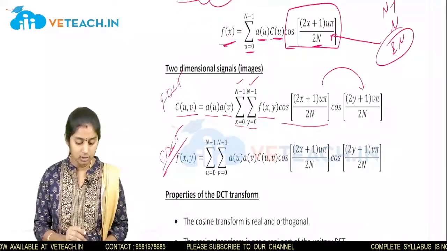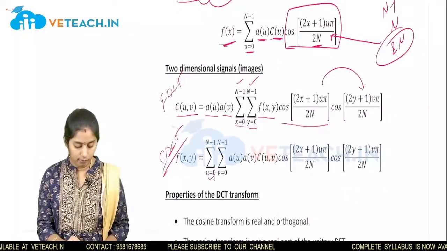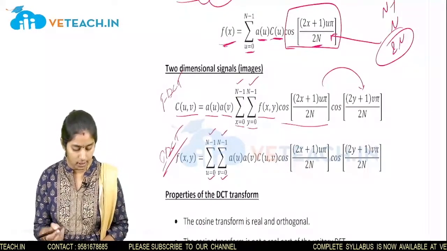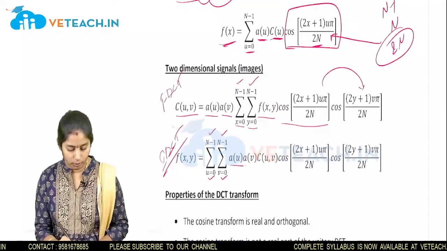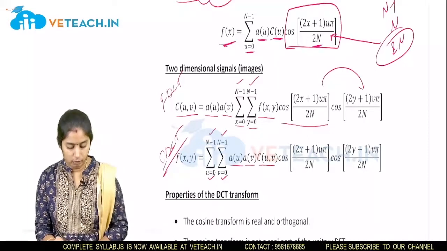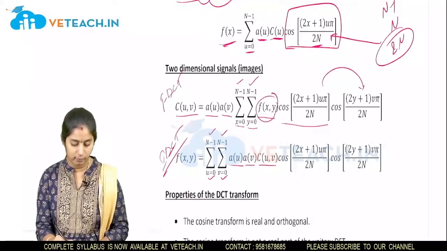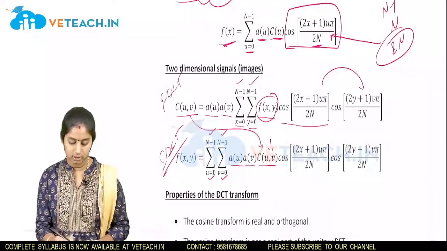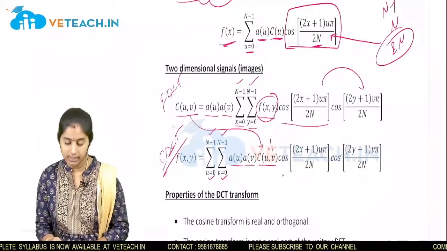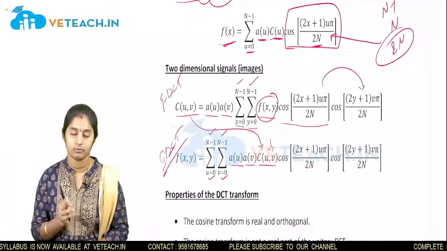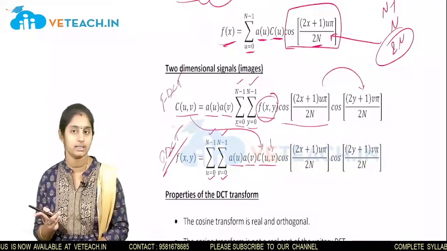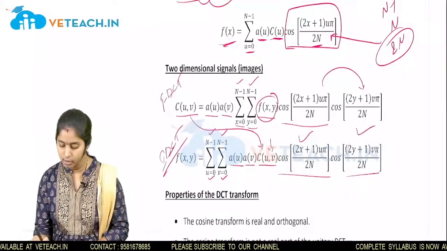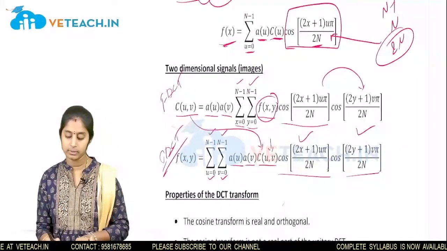And for the inverse also, we take u equal to 0 to n minus 1, v equal to 0 to n minus 1, a of u into a of v into c of u comma v, to get the function f of x comma y. This is the function, right? So we are considering two cosine functions here. One is for the x coordinate and the second one is for the y coordinate. This is the cosine for the x coordinate and this is the cosine for the y coordinate. Both we are multiplying here.